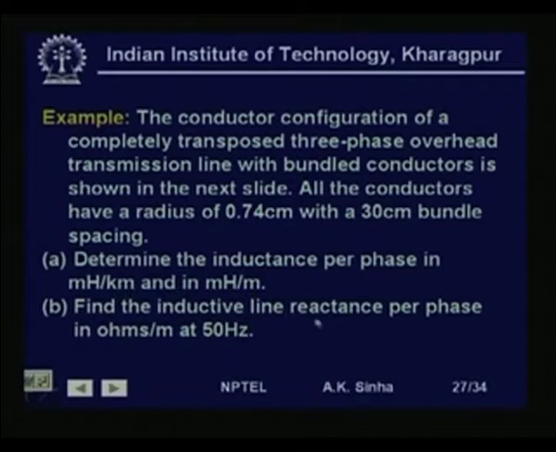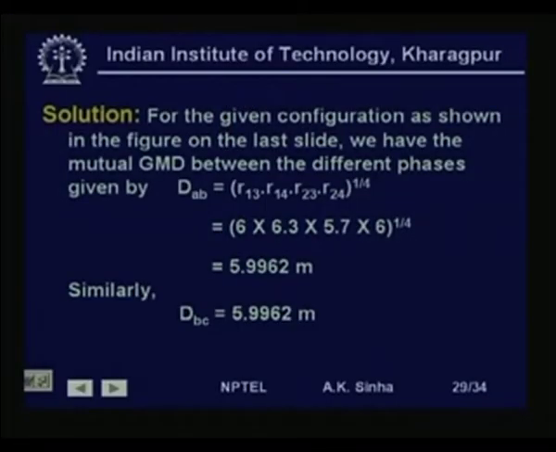Find the inductive line reactance per phase in ohms per meter at 50 hertz. So, this is the question: we have to find out the inductance per phase of the line in millihenry per kilometer and millihenry per meter. We will also need to find out the inductive line reactance per phase in ohms per meter at 50 hertz. So, for this system, what we have to do is find out the equivalent distances.